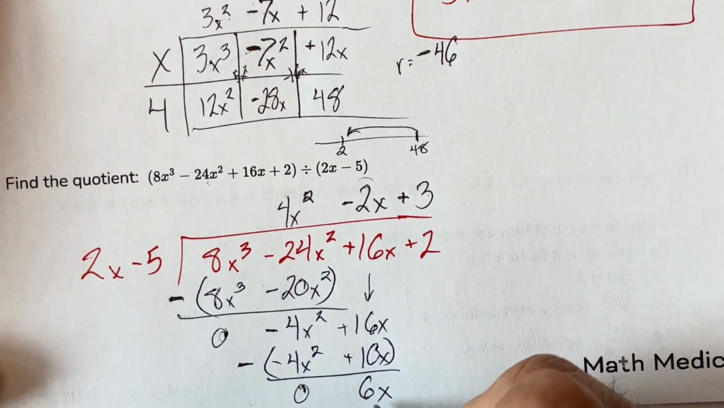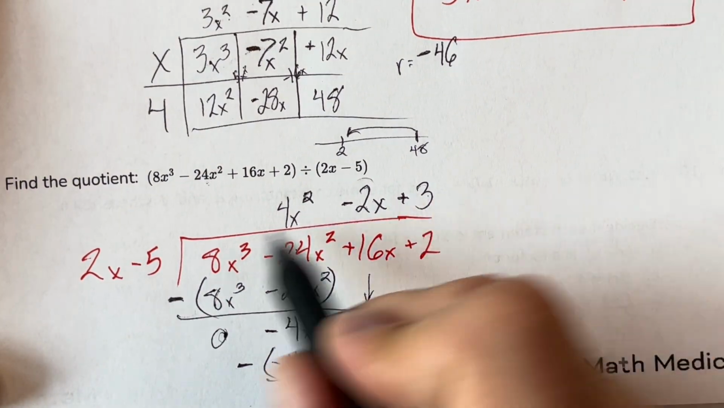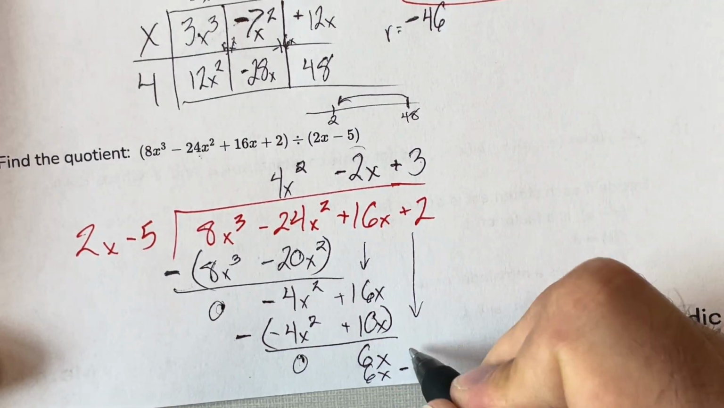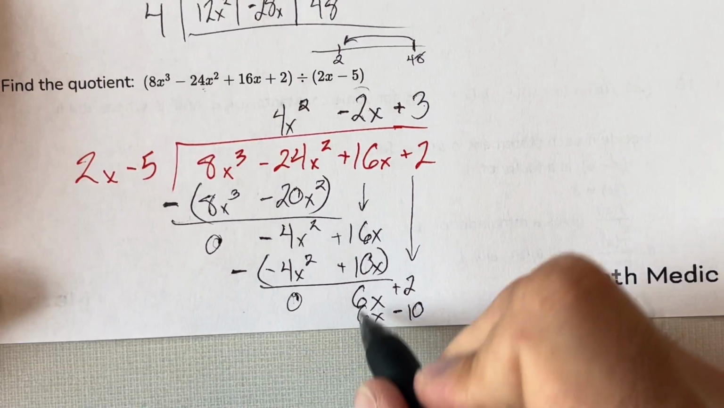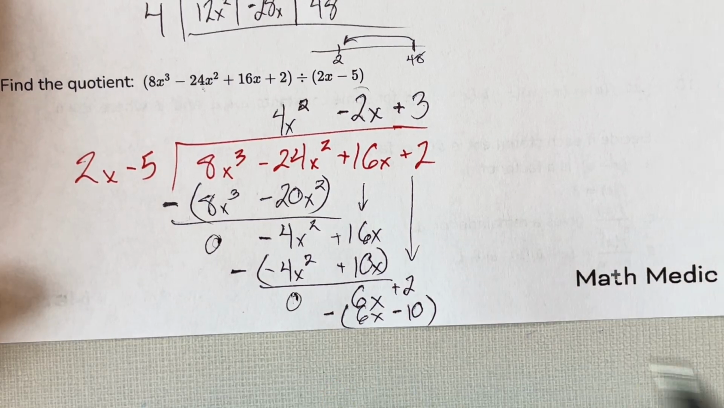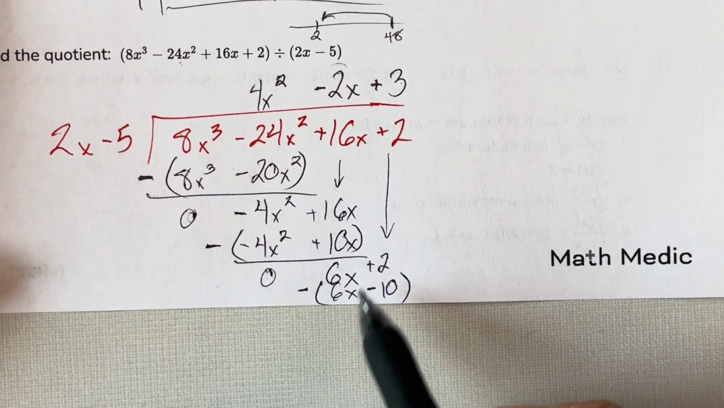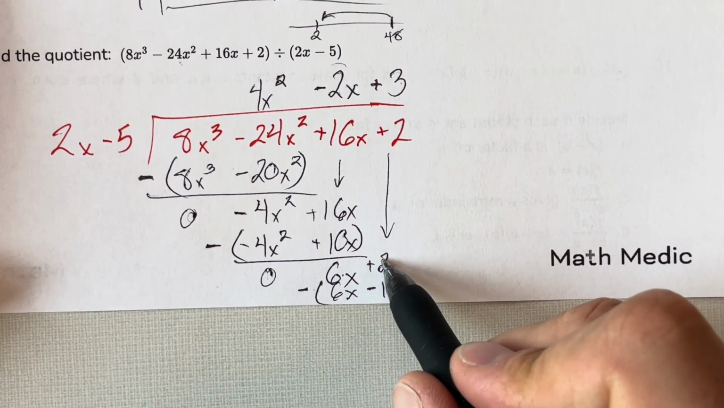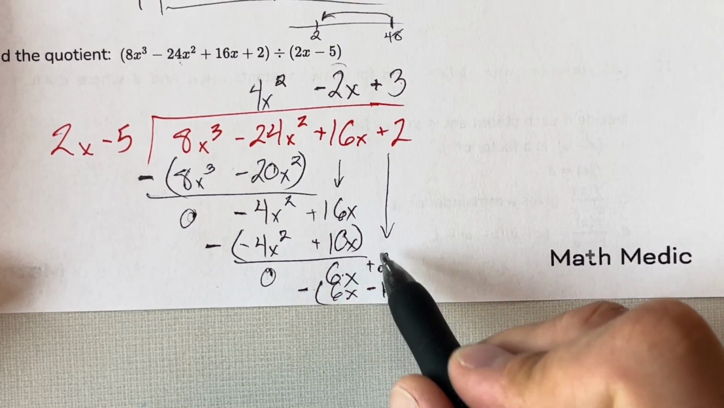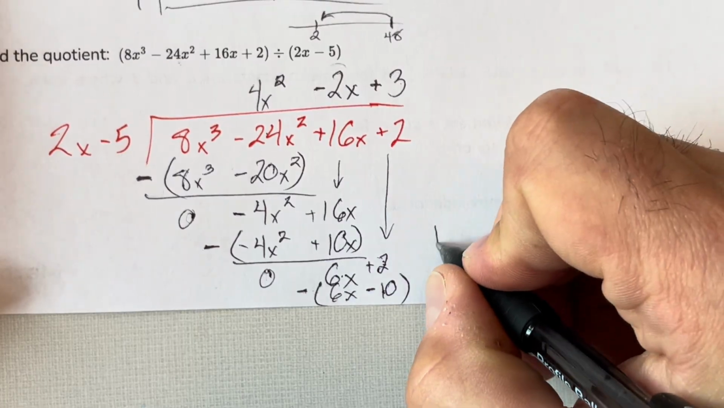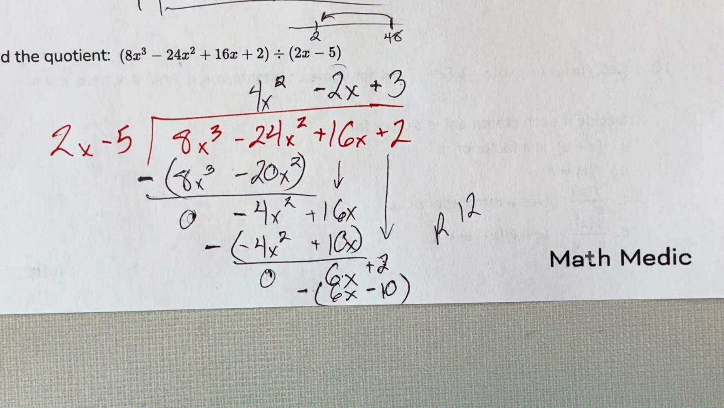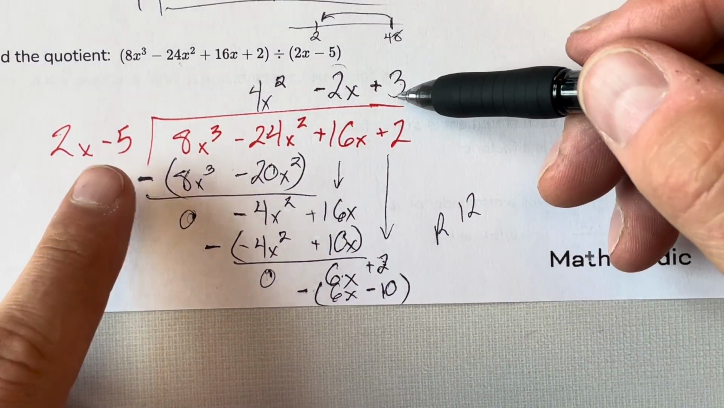3 times 2 would make 6x, and 3 times negative 5 would make negative 10. Here's the thing, we bring that positive 2 down, and remember, we are subtracting this. So we are subtracting 6x minus 6x to get 0, and 2 minus a negative 10 is like 2 plus 10, that is 12. Our remainder is 12. Okay. Whew. Is that right? Man, I feel like I did something wrong here. I did.